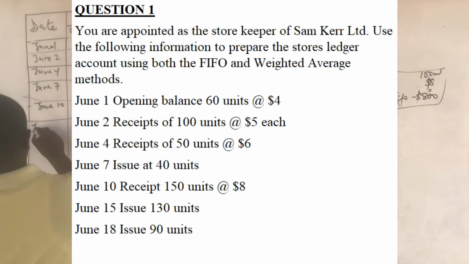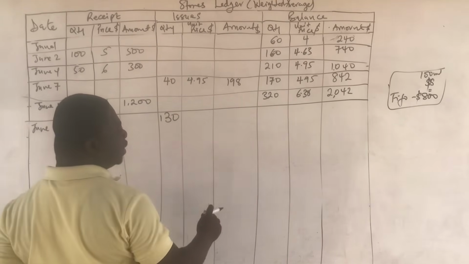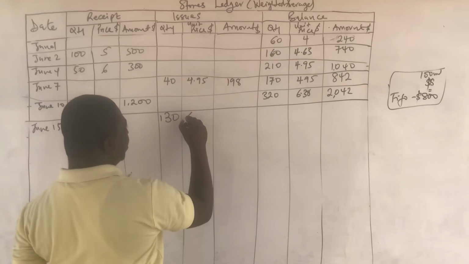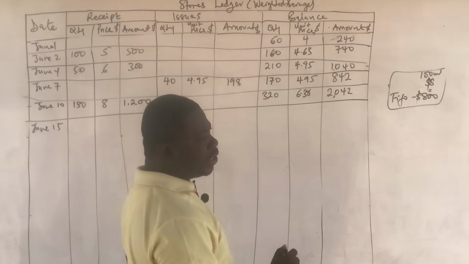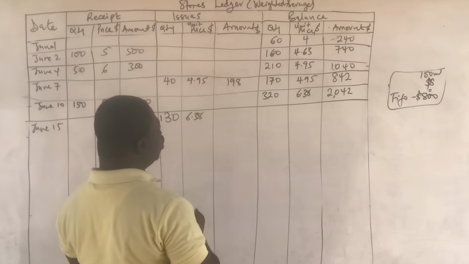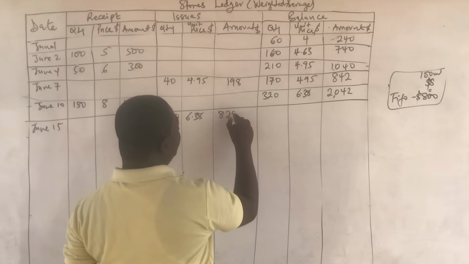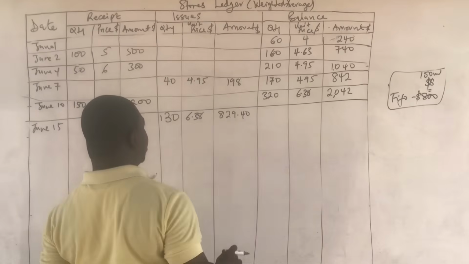So June 15th, we come under issues. We write 130. We issue at the prevalent price, 6.38. So when we multiply 130 by 6.38, it gives us the amount of the issue, which is $829.40. And then we come to the balance column.